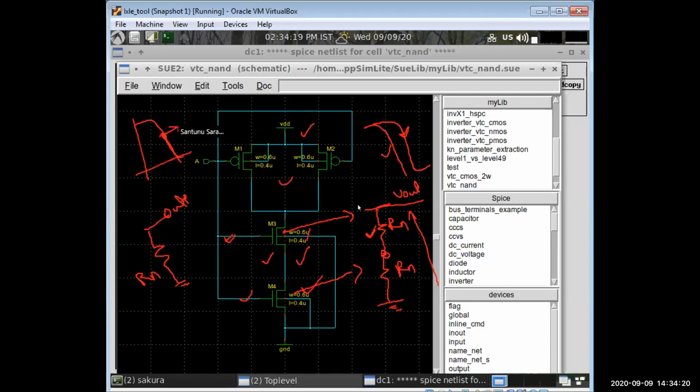Okay, got the point? Because of the Vout, when we increase Vin, at a higher voltage the transition will happen. Got the point? Yes, sir. Yes, sir. Okay.